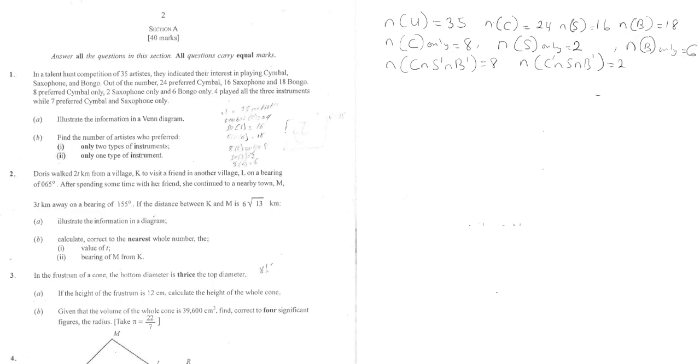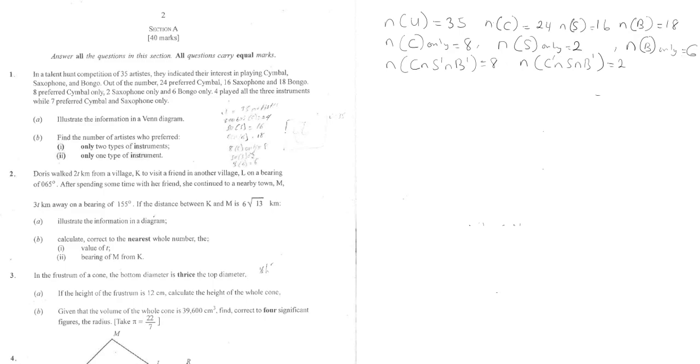So these are those people that play only a single instrument, one instrument. That's what they mean by only one instrument. They play cymbal only, saxophone only, and bongo only. So now what other information were we given here? We are given that 8 prefer cymbal only. I've already written that.